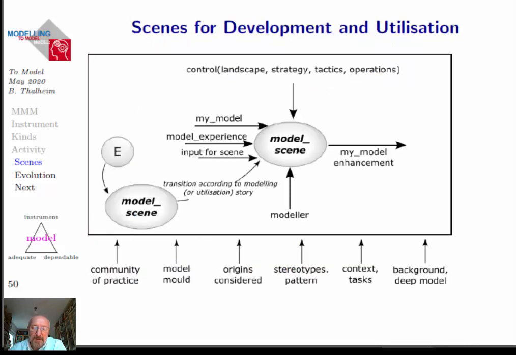So in this case we can use our storyboarding language to say, okay, fine, a model is used in some model scene, and with my model experience, my input for the scene, I can now have another scene and the transition from one scene to another one. And what I do in scenes is mainly I'm using my model experience, using the input for the scene, and develop something for the enhancement of my model. It can be controlled by the landscape, by strategy, tactics, and operational pattern. And of course, the model is involved in this kind of processes.